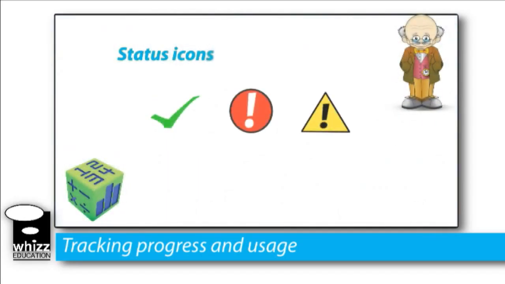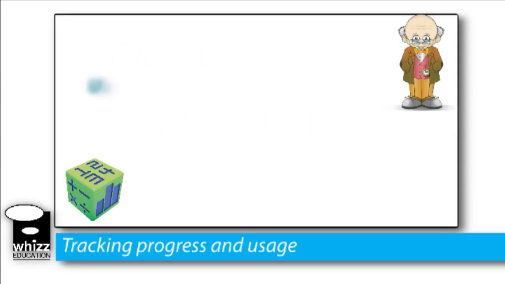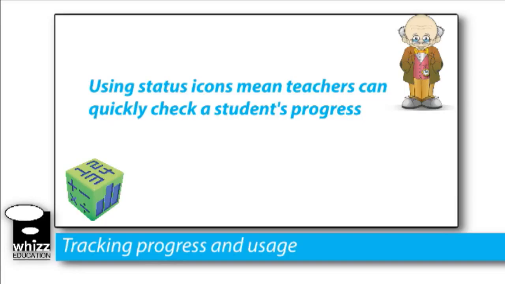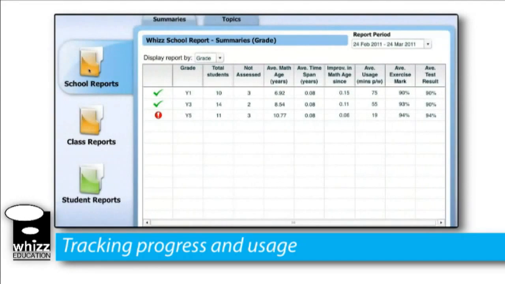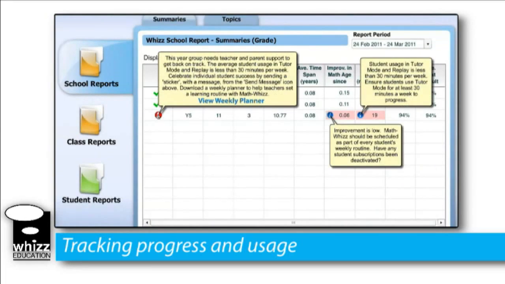We have then delivered three icons. These three symbols are a green tick, a red exclamation mark and a yellow triangle. This is particularly of benefit because a teacher or a head teacher can gain a very quick analysis of whether or not their classes or year groups are on track with Math-Whizz. By hovering over the status icon, we can see that Math-Whizz Teacher Reports is going to give us an indication of the appropriate intervention needed for this current status.